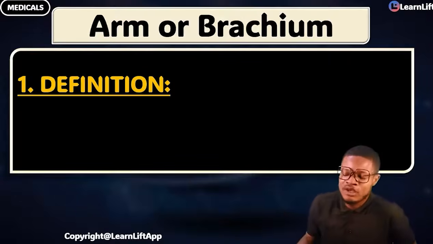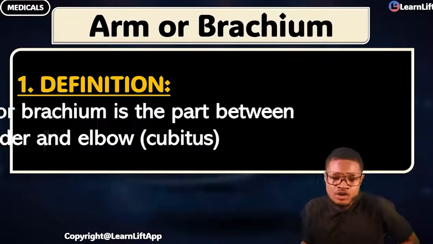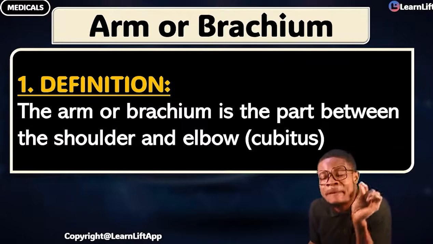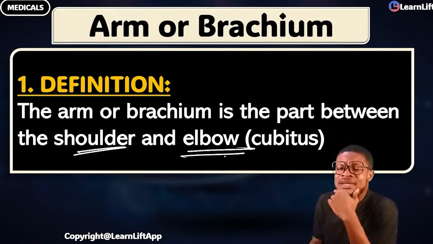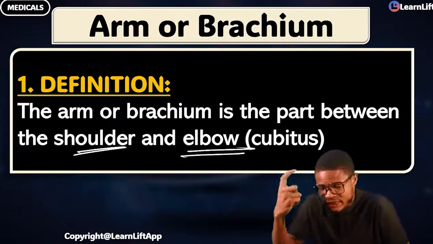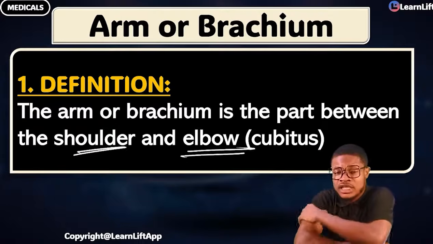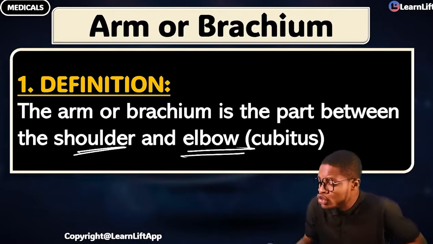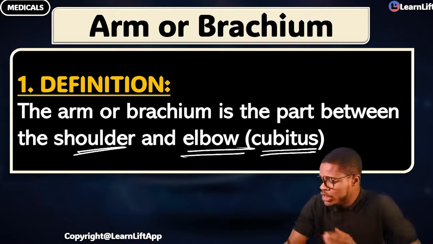In the arm or the brachium, first, what is the definition for the arm or the brachium? I'd like you not to forget this quickly, that the arm or the brachium is that part that is between the shoulder and the elbow. Now, picture it yourself. That part between the shoulder and the elbow. What is that part called? It is called the arm or the brachium. And elbow is also called your what? Your cubitus. When you hear cubitus, what are we referring to? That's the elbow. What is your arm?